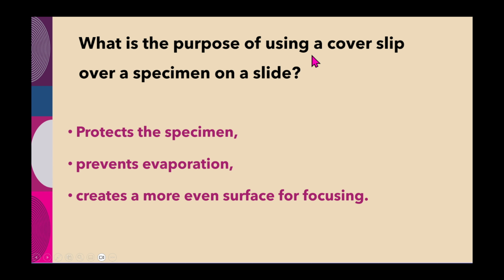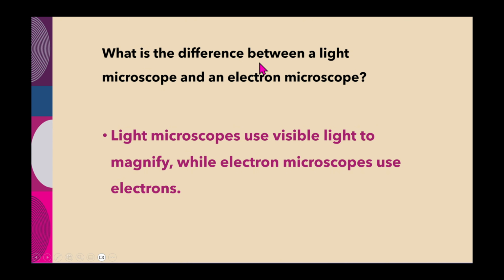What is the purpose of using a cover slip over the specimen on a slide? A cover slip protects the specimen, prevents evaporation, and creates a more even surface for focusing. What is the difference between a light microscope and an electron microscope? The light microscope uses visible light to magnify, while the electron microscope uses electrons.